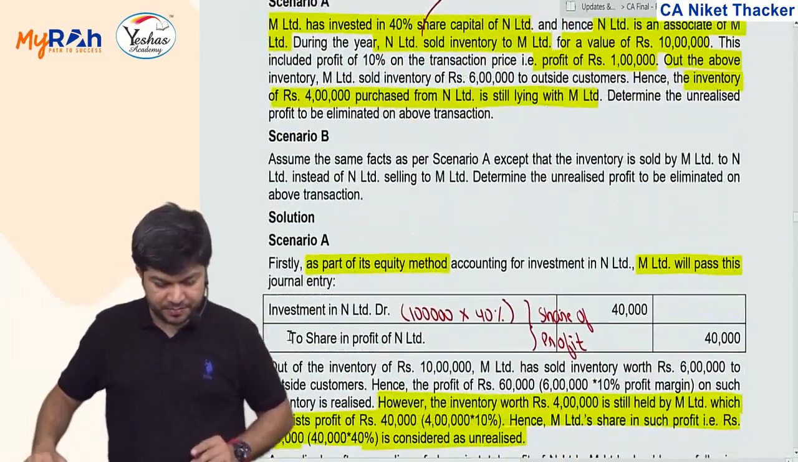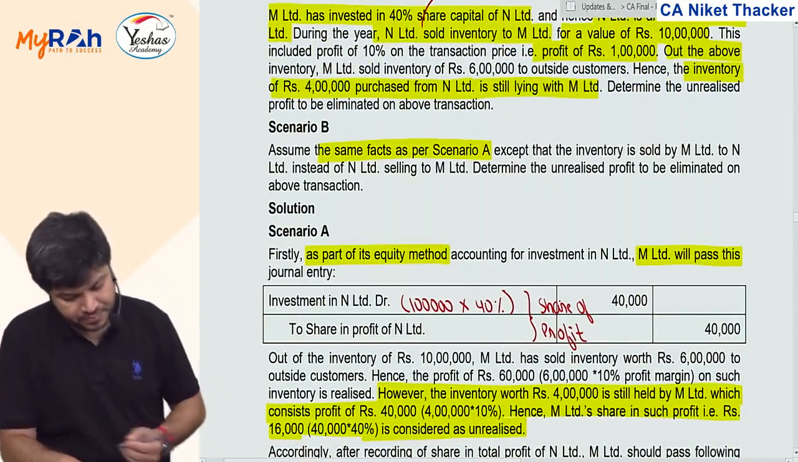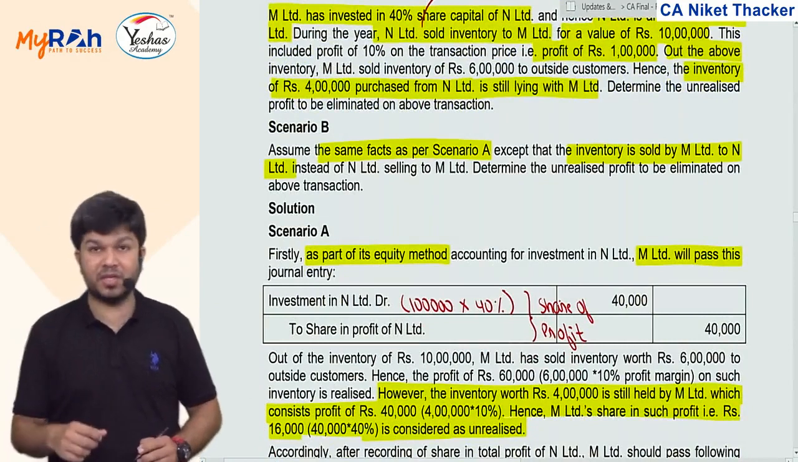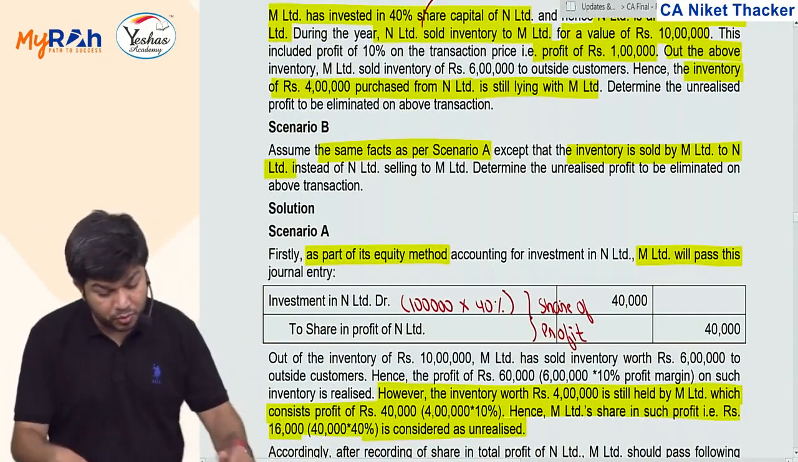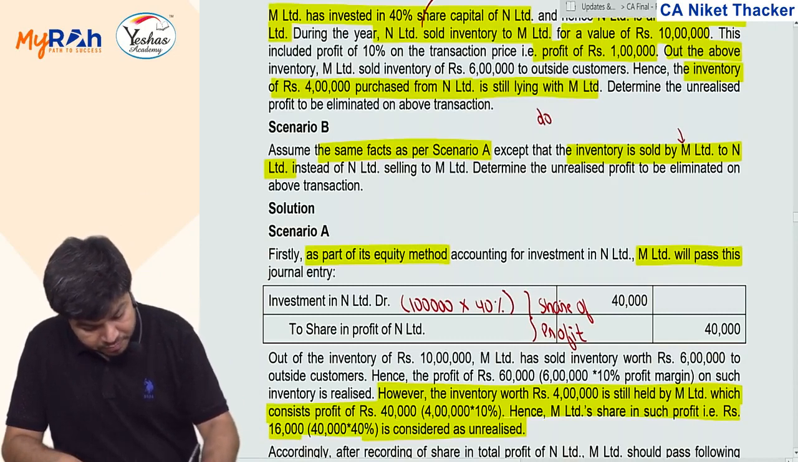Now, same question, same facts as scenario A, but the inventory is sold by M to N. Okay, it's M to N. It is now downstream.